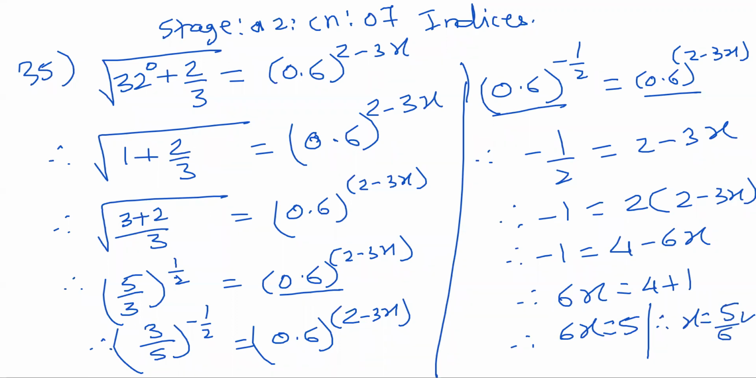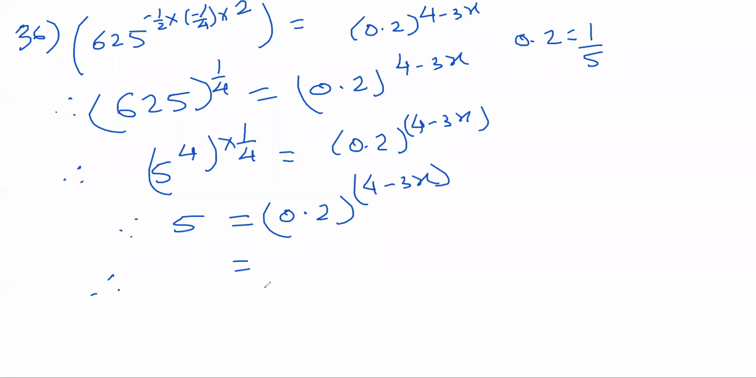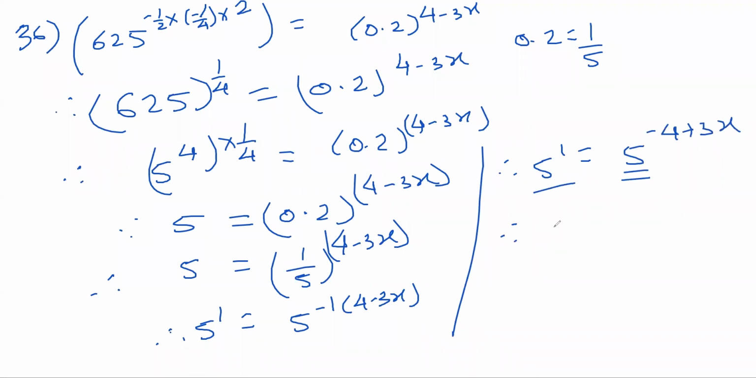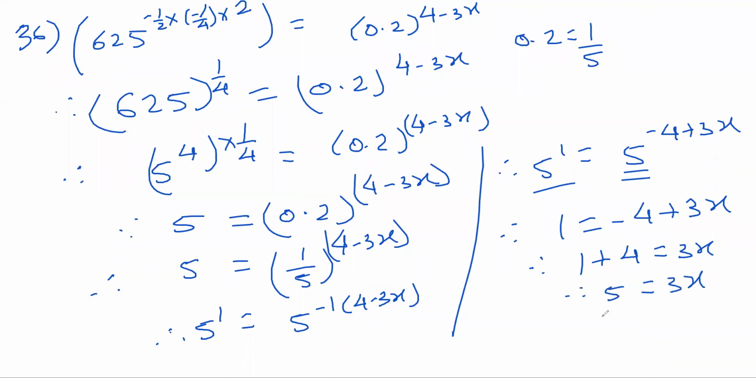Check it. Okay, so 0.2 is nothing but 1 upon 5. So 5 will be 1 upon 5 raised to 4 minus 3x. Now again take the reciprocal. So you take 5 raised to minus 1 raised to 4 minus 3x. Now equate. So you get 5 raised to 1 is equal to 5 raised to minus 4 plus 3x. Now equating the indices, you get 1 is equal to minus 4 plus 3x. So 1 plus 4 is equal to 3x. So you get 5 is equal to 3x and hence x is equal to 5 upon 3.